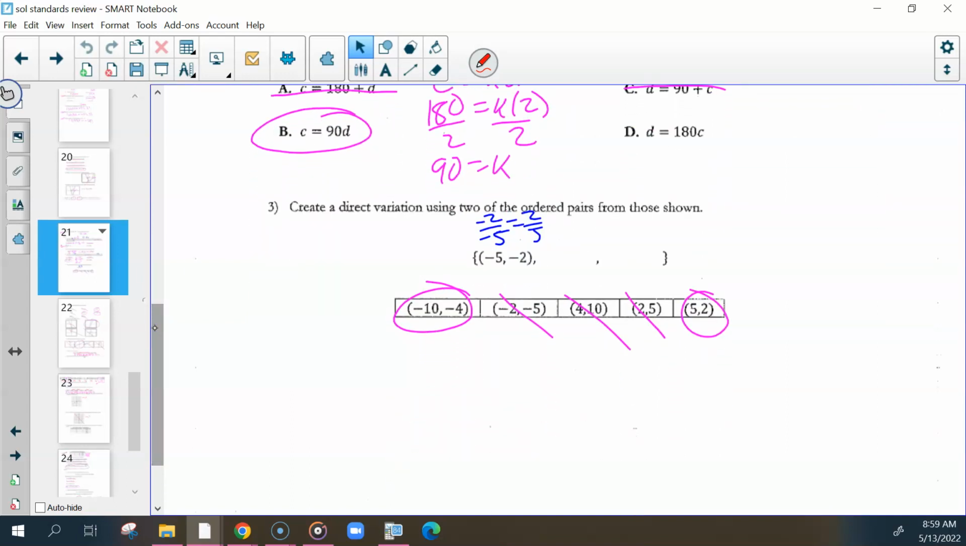For 3, there are a couple different ways you could do this. One, you could graph each of the ordered pairs and see which one makes a line that goes through 0, 0. You could also start dividing each set of ordered pairs. Since this is a direct variation, it has to be y over x, and see which ones match. So if I start with this one and I divide -2 over -5, I get +2 over 5. So I'm looking for what would match that. 2 over 5 would match that, and -4 over -10 would also match that.